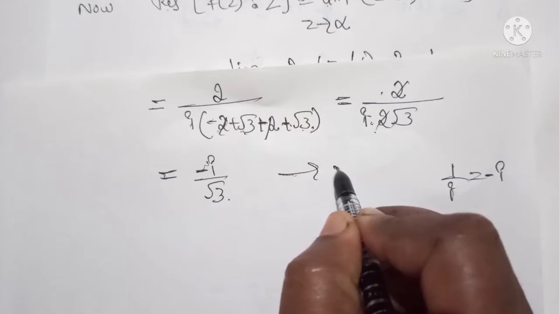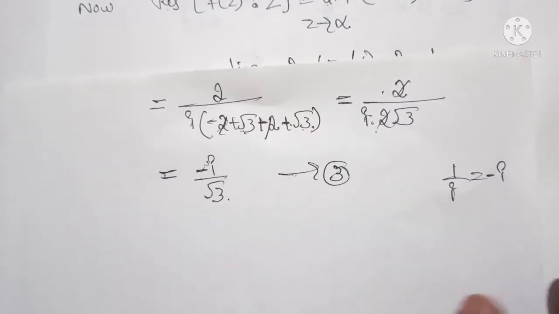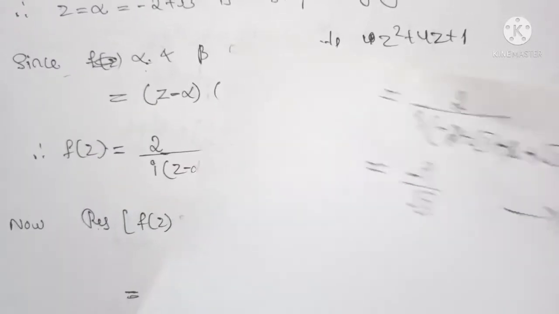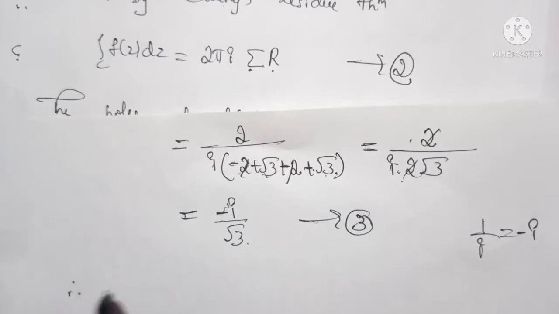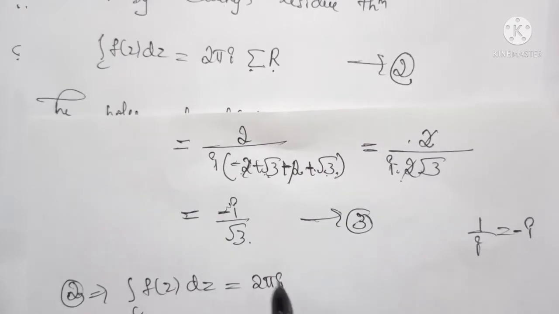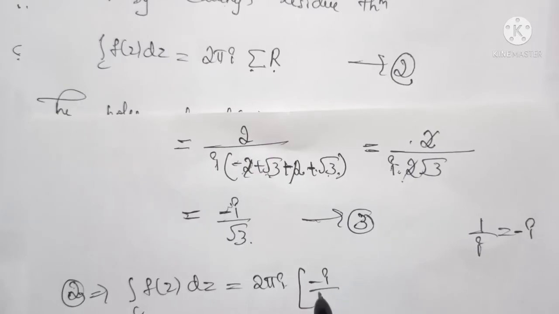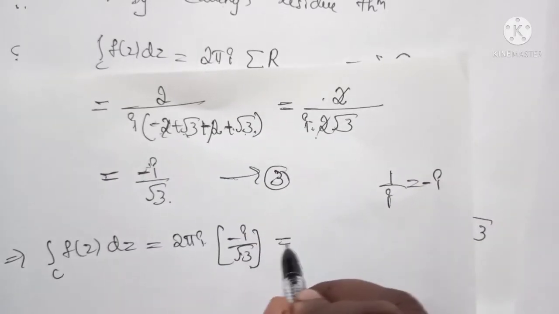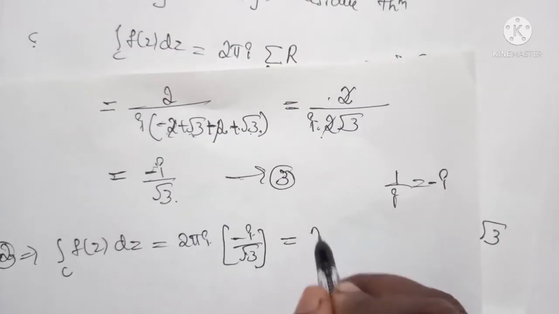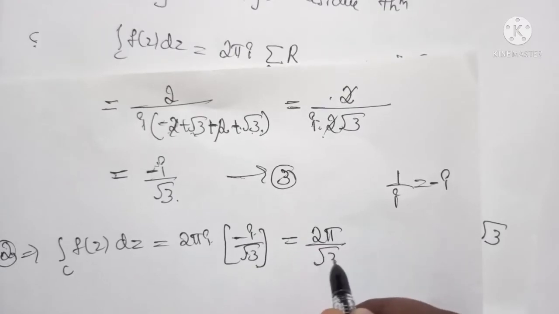So consider this equation 3. Substituting equation 3 into equation 2, we get integral C f of z dz equals 2 pi i times minus i by root 3, which is equal to i into i square. I square value is minus 1, minus into minus we get plus. So therefore it is 2 pi divided by root 3.